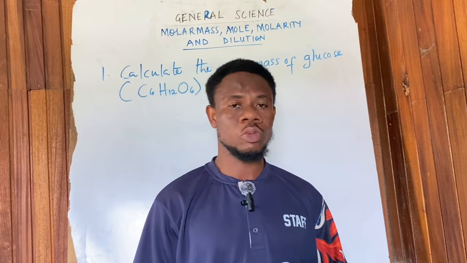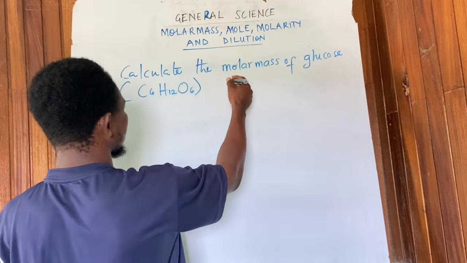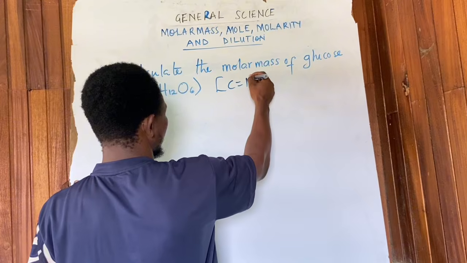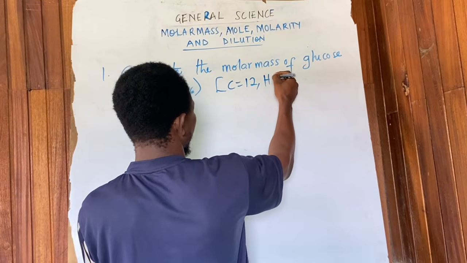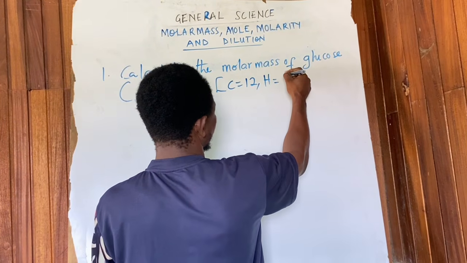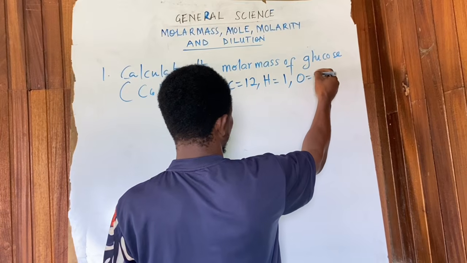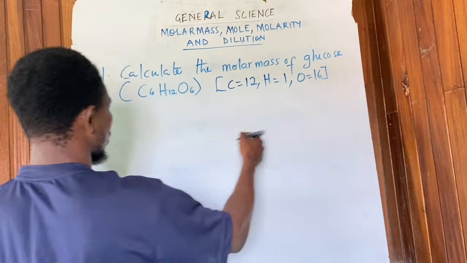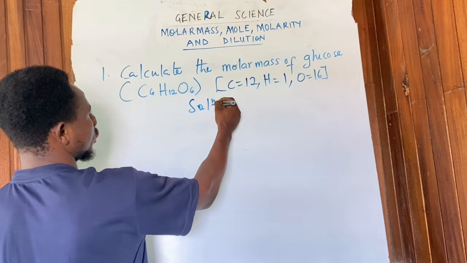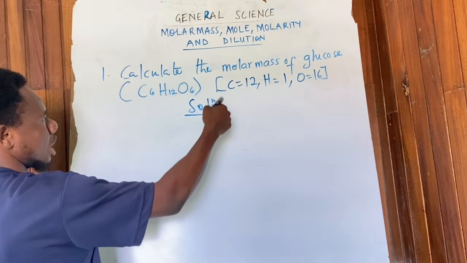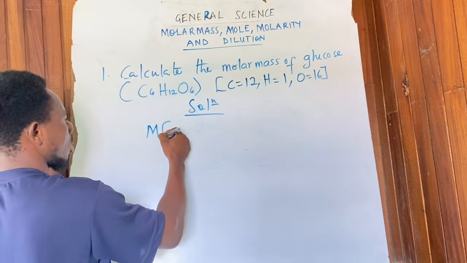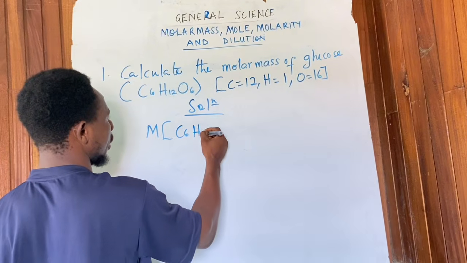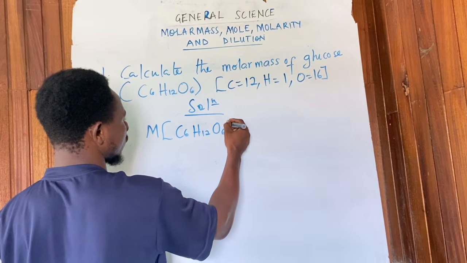When you are performing calculation on the molar mass, the atomic masses will be given. So we take carbon, something like this will be given: carbon is equal to 12, hydrogen is equal to 1, then oxygen is equal to 16. Then you solve. So, solution: we have to calculate the molar mass of this glucose, C6H12O6.